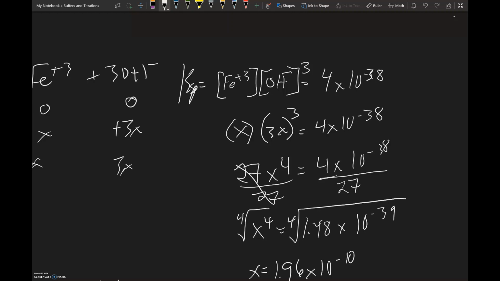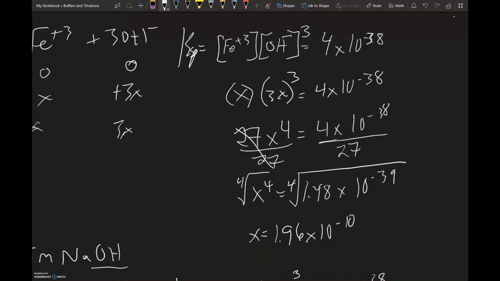So we input the information from the ICE chart into the expression. x times 3x cubed is equal to 4 times 10 to the negative 38. And x times 3x cubed simplifies to 27x to the 4th power. So let's get x by itself. We're going to divide out 27 from both sides. And then we get 1.48 times 10 to the negative 39.